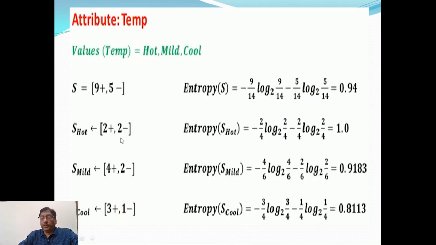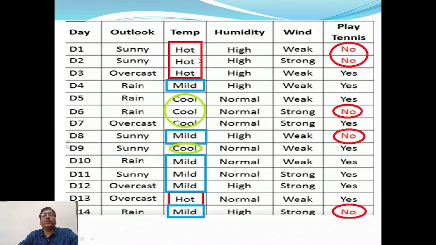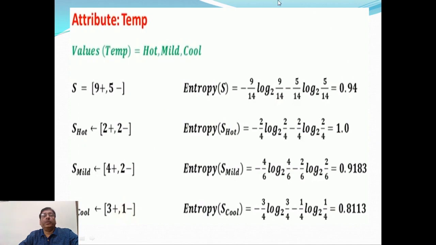Now for hot, you need to find out over here. Hot comes how many times here? Appears for 3 times and then 4 times. So out of 4 times, how many times is it positive? 1, then 2. So it is 2 positive and 2 negative. So you will say 2 plus 2 minus. And then you can calculate the entropy as 2 by 4, 2 times it is positive out of 4, 2 times it is negative out of 4. So you can replace this and then you get the value for this as 1.0.